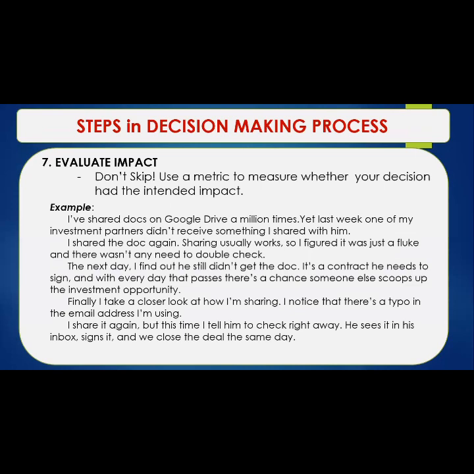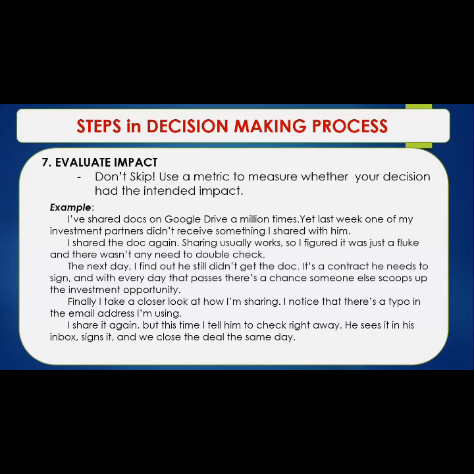Now, in order for us to better comprehend this one, let us have some example. Okay, for example, I've shared documents on Google Drive a million times, yet last week, one of my investment partners didn't receive something I shared with him. I shared the document again. Sharing usually works, so I figured it was just a fluke and there wasn't any need to double check. The next day, I find out he still didn't get the document.